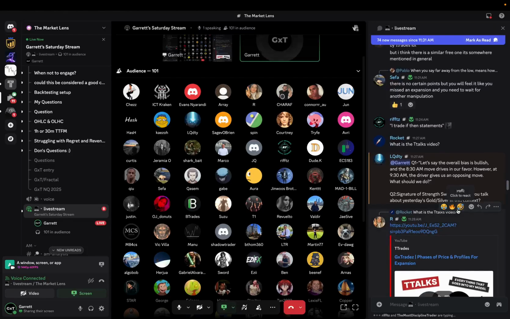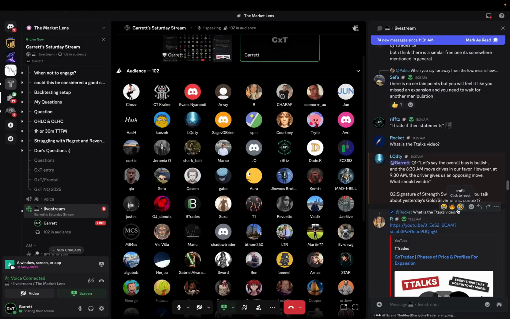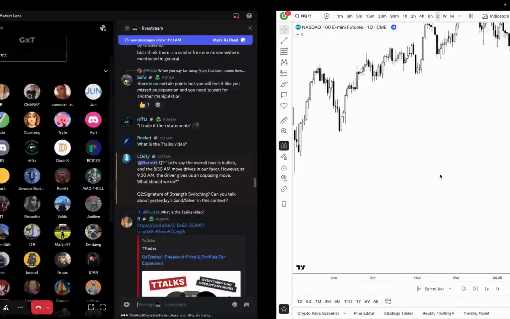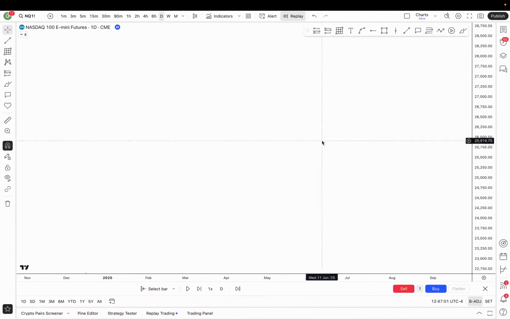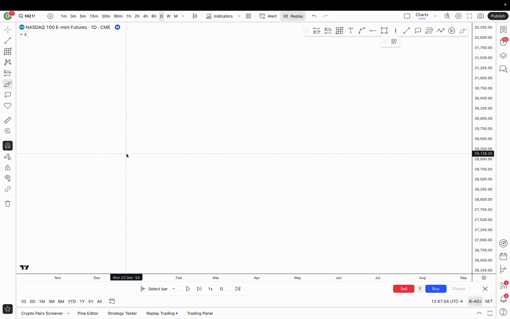Let's say the overall bias is bullish and the 8:30 a.m. driver is in our favor. However, at 9:30 the driver gives us an opposing move. What should we do? As long as it doesn't disrespect the continuation invalidation point, you're good, because you can literally anticipate what the driver will do with what happened prior to the driver. Now here's just one thing.